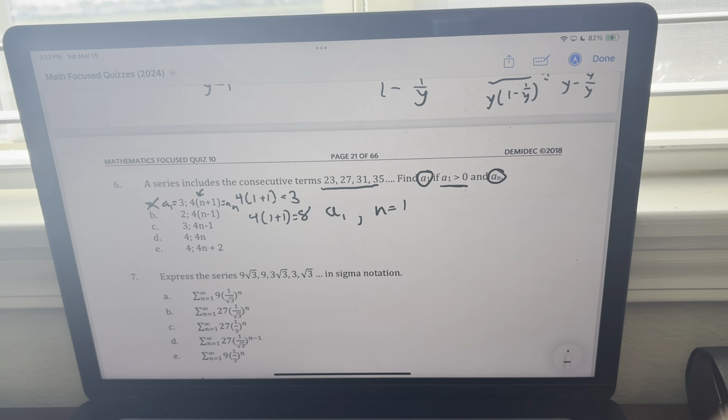And then the same goes for this one. If you plug in 1, you have 4 times 1 minus 1, which is equal to 0, and when you multiply by 0, it's 0. So that's wrong. And then if you get into this next one of 4n minus 1, we plug in 1, and it looks like we get 3. So this one could be one of our options. Same goes with this next one, 4 times 1, and we get 4 here, which is indeed in agreement with this term.